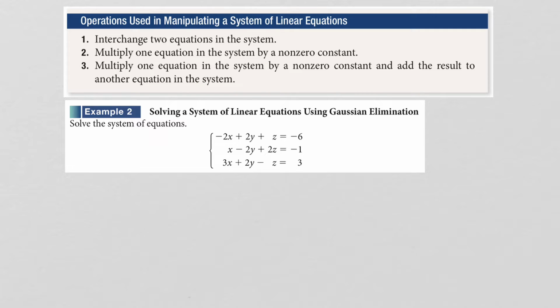Now, if you remember back in the first section of this chapter, this is pretty much what we did when we used elimination to solve two variable systems. So let's go ahead and go through this particular example. And this process that we're about to use is called Gaussian elimination.